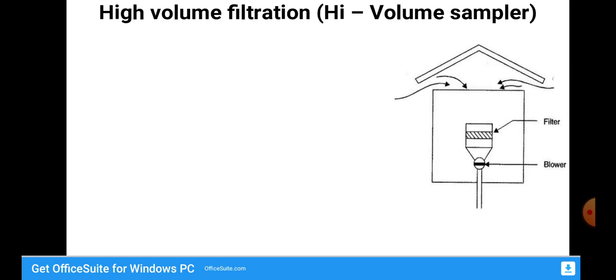Second technique for sampling of particulate air pollutants, high volume filtration, and the equipment which is used in this method is high volume sampler. This is figure of high volume sampler. You can see a filter is provided and below filter a blower is provided for suction of air. This method can be used for particles having size less than 10 micrometer because they cannot settle by gravity.